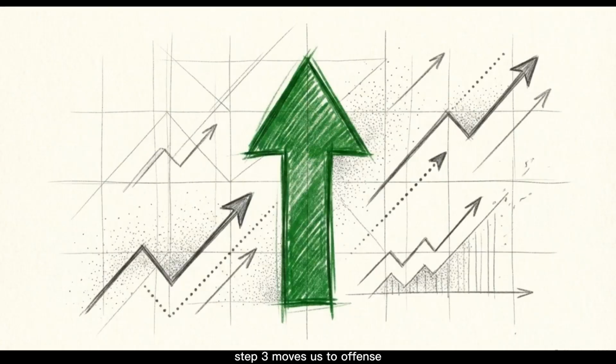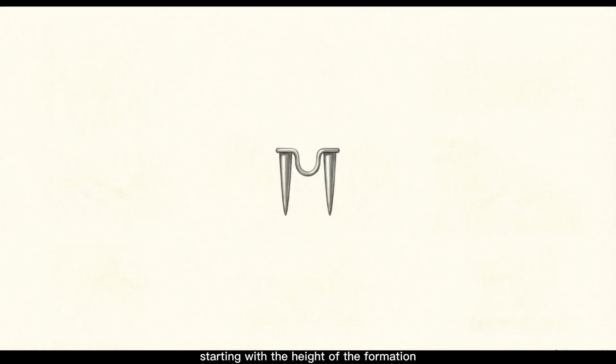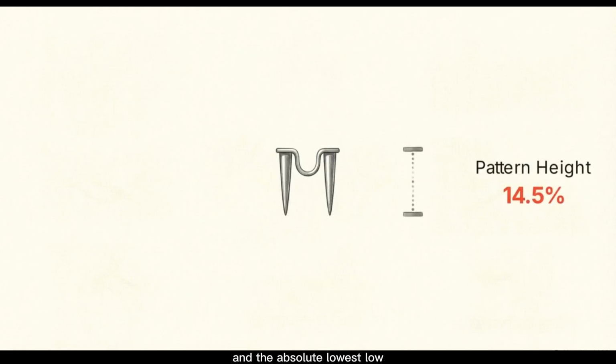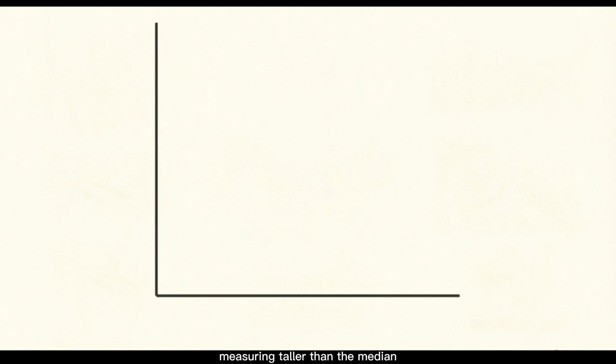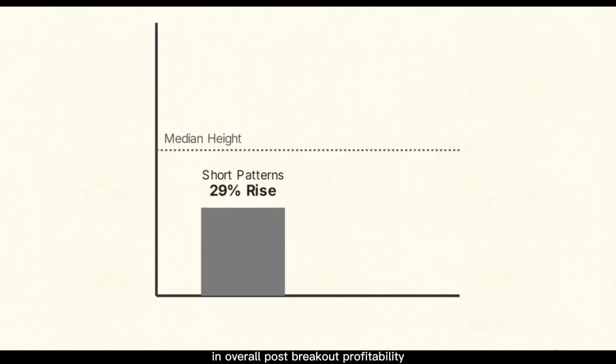Step 3 moves us to offense. We want to evaluate specific physical traits that boost the pattern's success rate, starting with the height of the formation. You measure height by taking the absolute highest high and the absolute lowest low within that specific 3-week horn cluster, and calculating the difference. The data reveals that formations measuring taller than the median significantly outperform shorter patterns in overall post-breakout profitability.